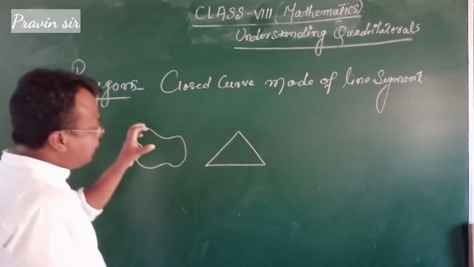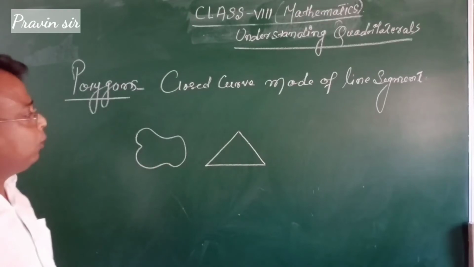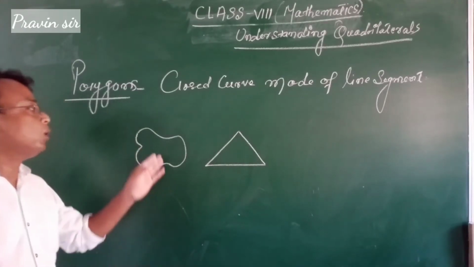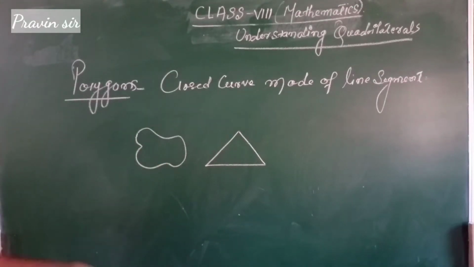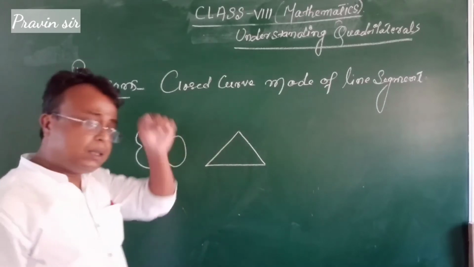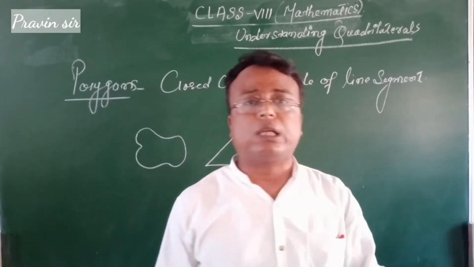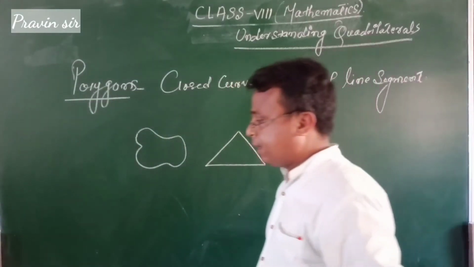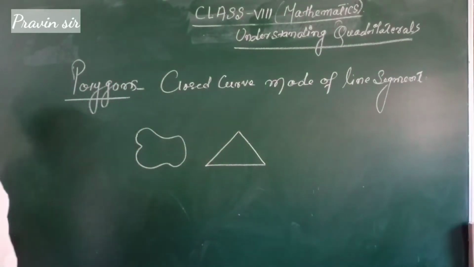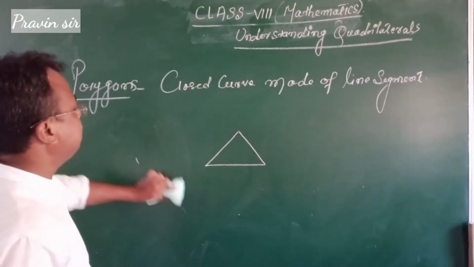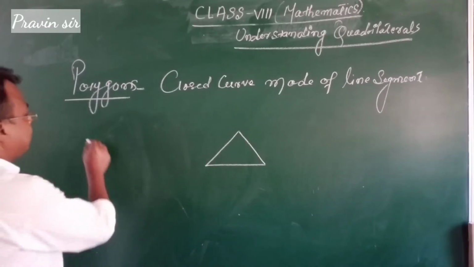So this is just a closed curve only. This is not a polygon. Why is it not a polygon? Because it is not made up of line segments. But this is a polygon because it is a closed curve, and this closed curve is made up of what? Line segments. Okay. So can you give me some more examples of closed curves that are polygons?